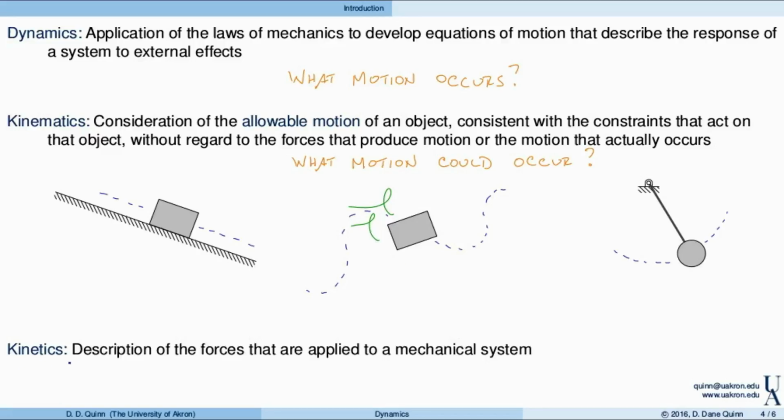And finally, we have kinetics, which is a description of the forces that are applied to a mechanical system. And the corresponding question is, what forces cause motion? Looking at this, if I combine kinetics, what forces cause motion, with kinematics, what motion could occur, I can answer questions about the dynamics of the system, namely, what motion actually does occur.